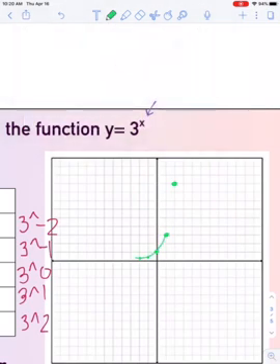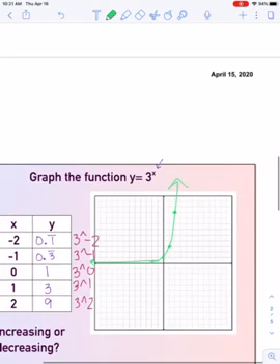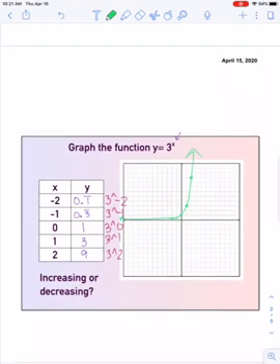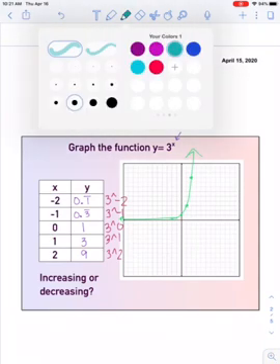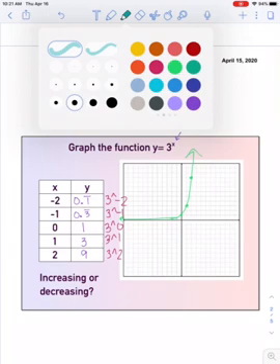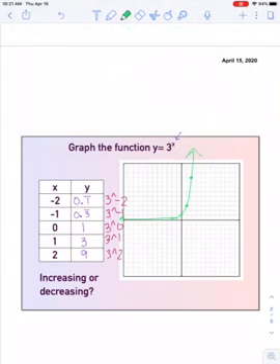Okay, so once you have those points, then we're just going to connect them in this curve. You know it's going to keep coming up to the right. To the left, be careful because it's going to not touch the x-axis. It's just kind of going to slowly inch its way down, but it's never actually going to touch it. Okay, so that's that one when you graph it. And is that one increasing or decreasing? Well, just like when you're talking about lines, if we're going from left to right, this is going up, so this is increasing.